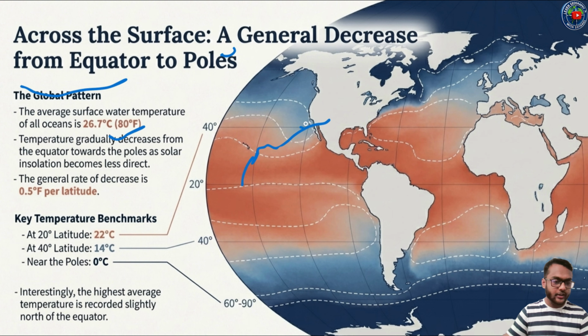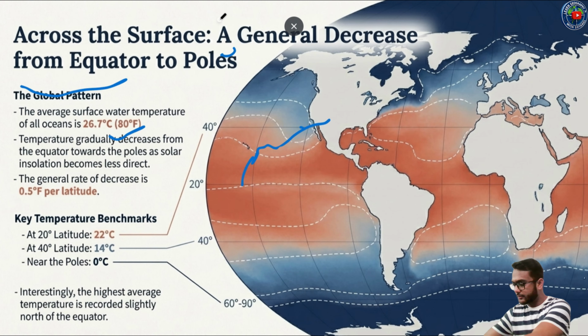The general rate of decrease is 0.5 degrees Fahrenheit per degree of latitude. Key temperature benchmarks: at 20 degrees latitude, 22 degrees Celsius; at 40 degrees latitude, 14 degrees Celsius; and near the poles, 0 degrees Celsius. Interestingly, the highest average temperature is recorded slightly north of the equator.